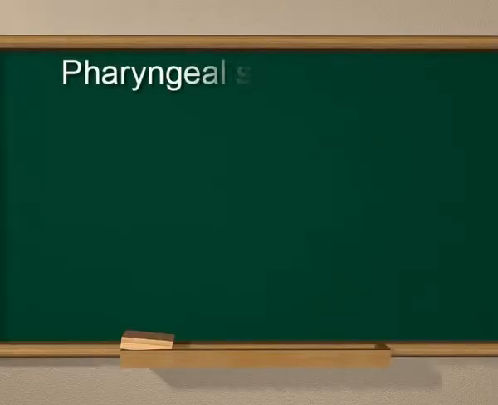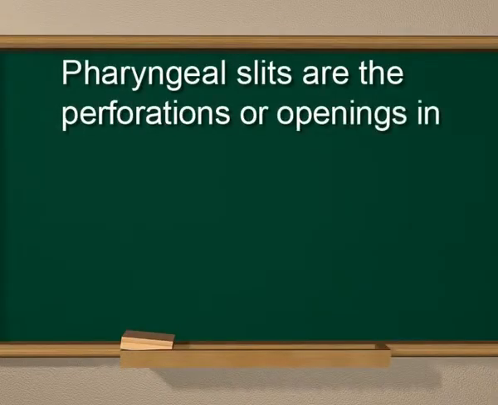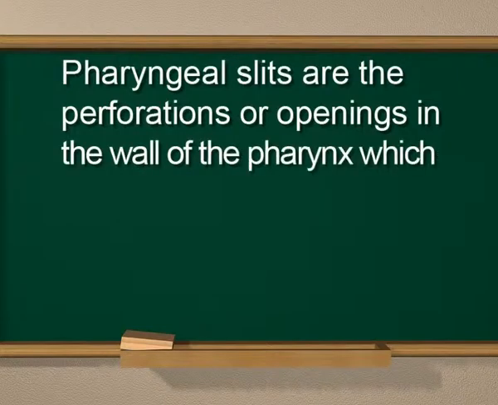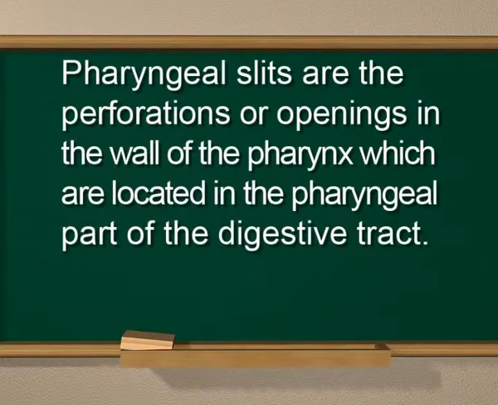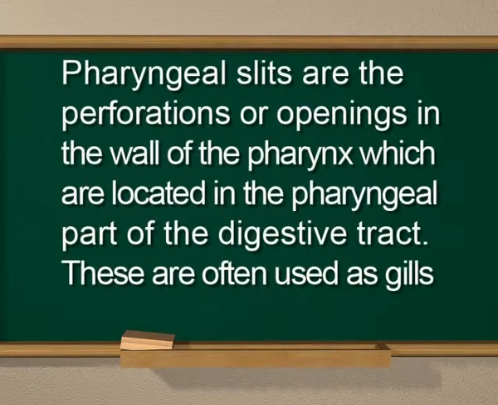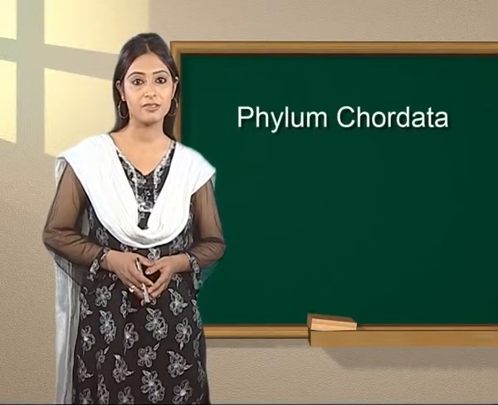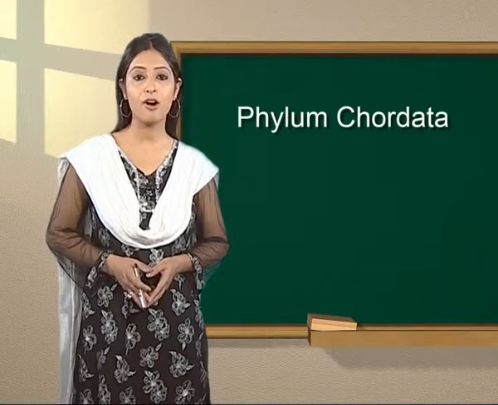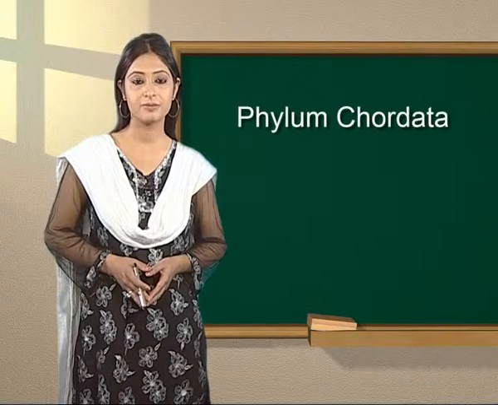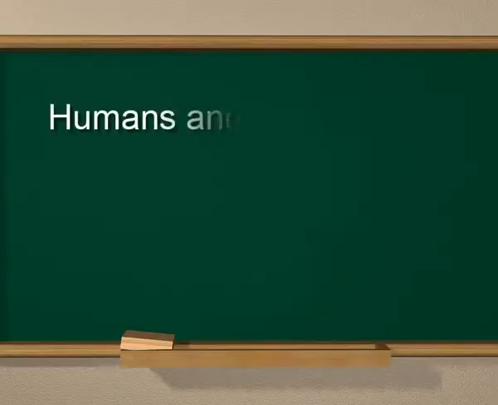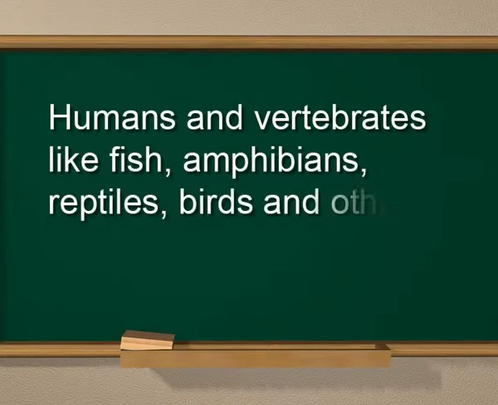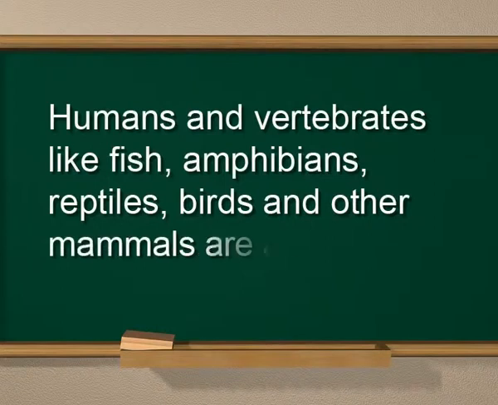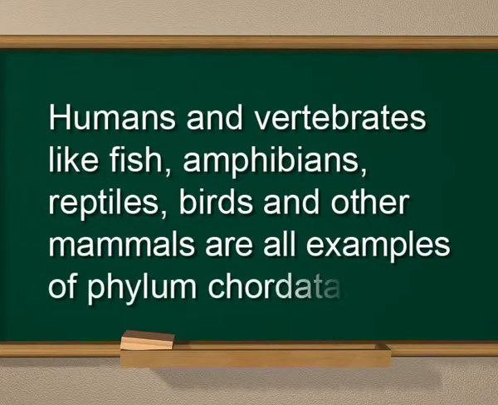Answer: pharyngeal slits are the perforations or openings in the wall of the pharynx, which are located in the pharyngeal part of the digestive tract. These are often used as gills in adults. Next question. Give some common examples of phylum Chordata. The answer is, humans and vertebrates like fish, amphibians, reptiles, birds, and other mammals are all examples of phylum Chordata.